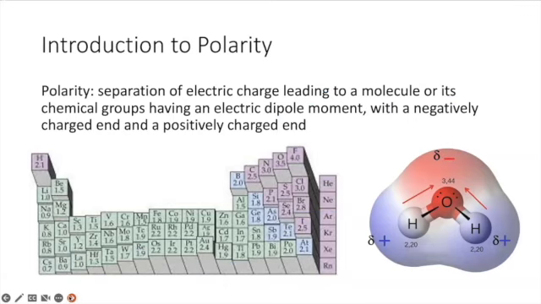So what is polarity? We might have heard of things being polar or nonpolar. So that's describing its polarity. Polarity is the separation of electric charges in a molecule that leads to having a dipole, which is a negatively charged end and a positively charged end. So polarity is all based off of the trend of electronegativity.